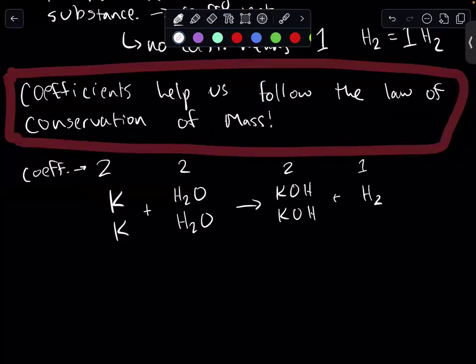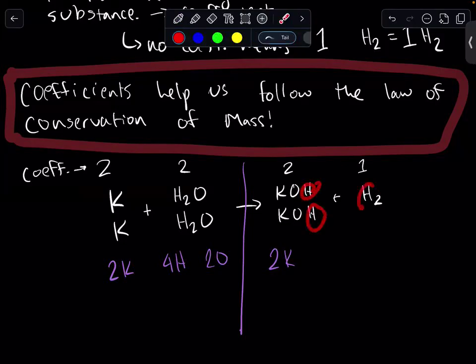But what we can see is that on the left side of the equation, if I put a big divider, we have 2 Ks, 4 H's, and 2 O's. On the product side, we still have 2 Ks, 1, 1, 2, 3, and that 2 means 4, 4 H's, and 2 O's. So you'll notice that it's what we call balanced.